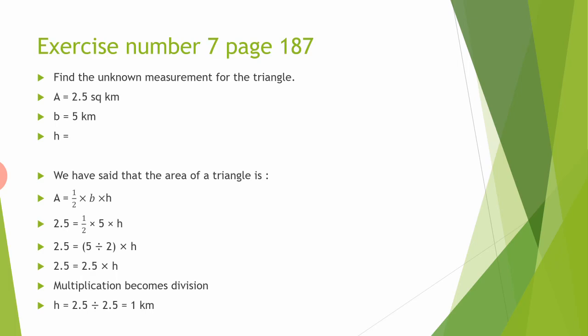Exercise number 7, page 187. We have the area and the base. We use the area, a half times base times height. In the place of the area we put 2.5. In the place of the base we put 5. So a half times 5 is equal to 5 divided by 2. So the equation is 2.5 equal to 2.5 times h. Multiplication becomes division, so h is equal to 2.5 divided by 2.5, that is equal to 1 kilometer. So the height is 1 kilometer.